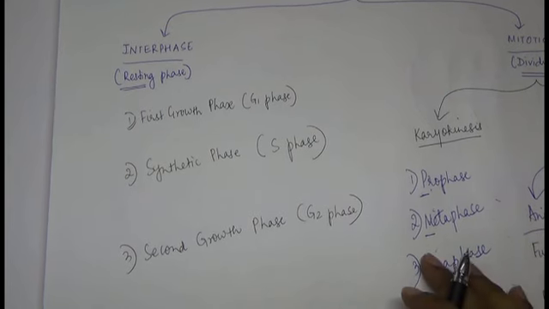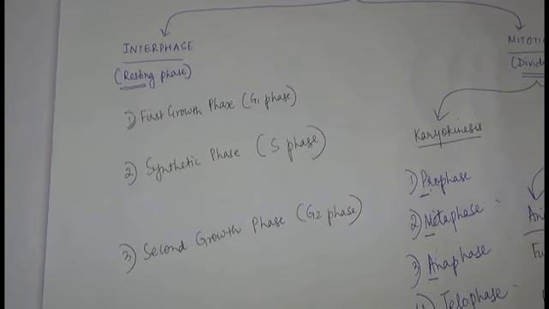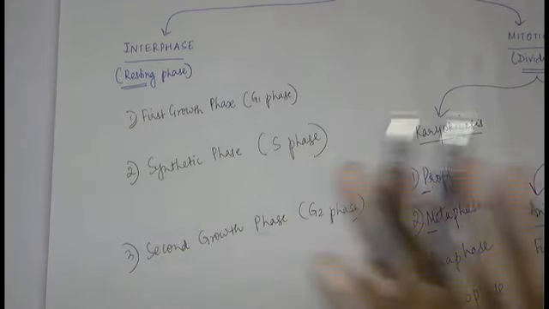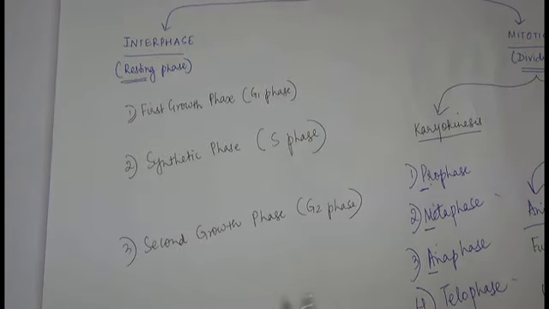Coming to the 3 steps of interphase. The first step of interphase is called the first growth phase or G1 phase. The second is called the synthesis phase or synthetic phase, whatever you can call it, and the third is called the G2 phase or the second growth phase. So what happens in the first growth phase?